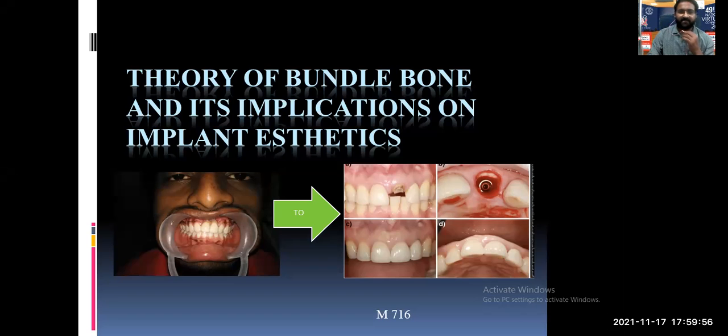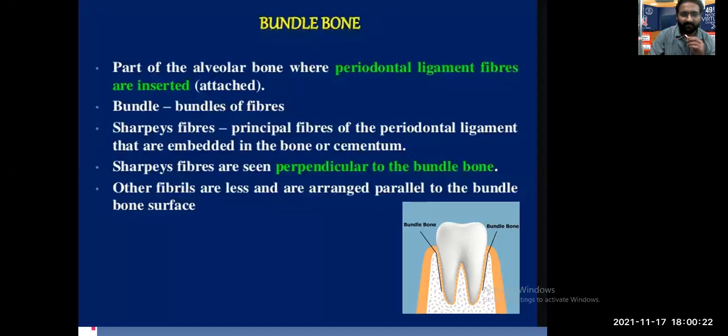Today, my topic is the theory of bundle bone and its implication in implant aesthetics. In this topic, we are going to see what bundle bone is, what the advantages of bundle bone are, and how various authors, with several experiments, came up with solutions for the preservation of bundle bone in anterior implant aesthetic cases. So, what is bundle bone?